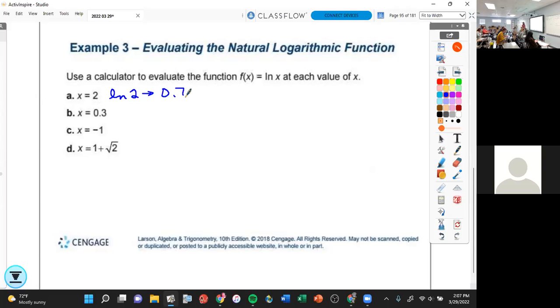Okay. Natural log of 0.3 is -1.2. Does that make sense? That it's negative? Think about what the function looked like. It was down here. As soon as it got to 1, 0, that's when it hits the x-axis, right? And then it continues to increase. What's the natural log of -1?